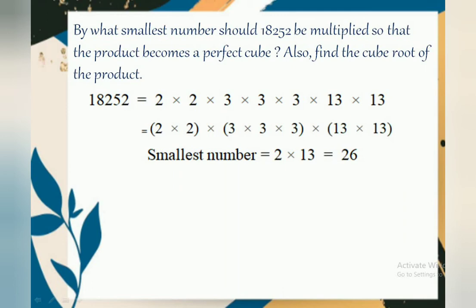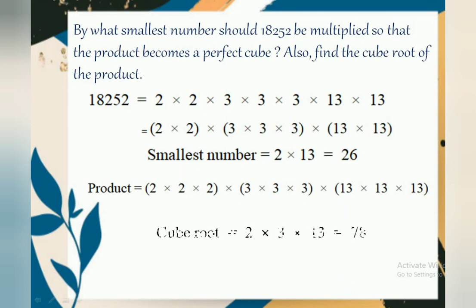One more question is there, right? We need to find the cube root of the product. How to find the cube root? Yes, if triplets are present, we can take one from each triplet, right? So, the product is this much. If we combine 2 and 13 with the number, the product will be like this. To find the cube root, we will take only one number from each triplet. And it makes the answer 78.